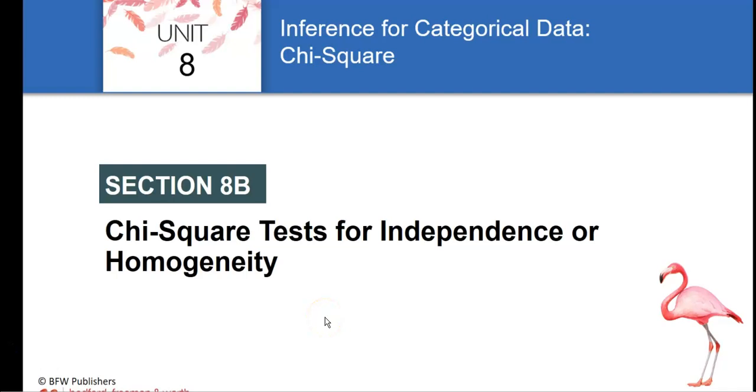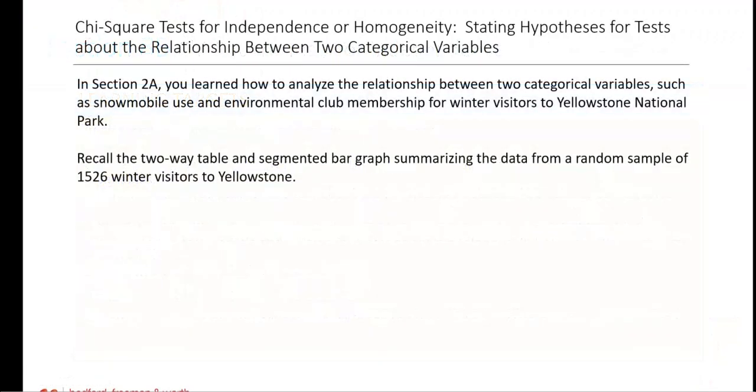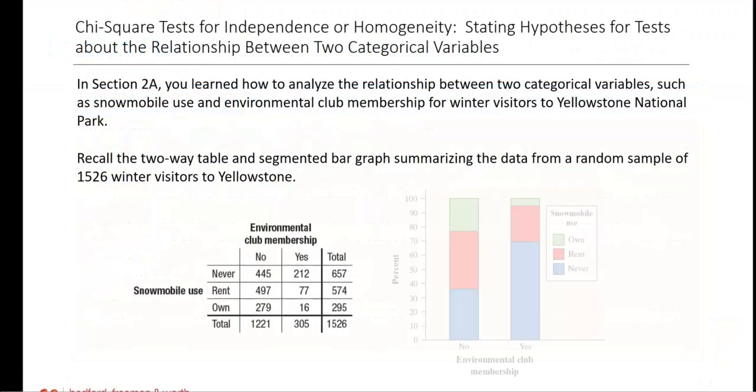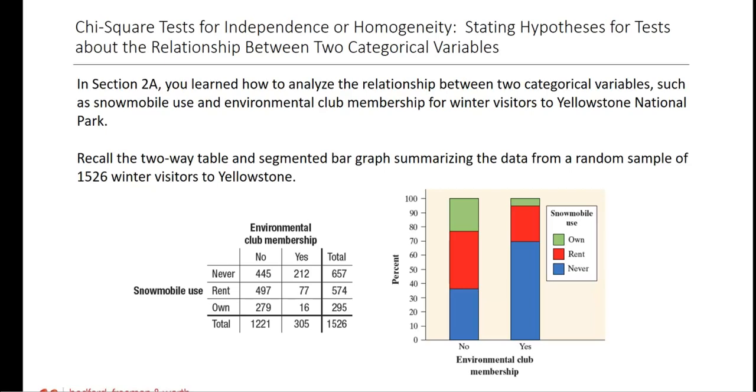Okay, today we're going to learn about chi-square test for independence. So just looking back, before we get into a full example, let's look back at an example we've done before when talking about independence earlier in the year. There's all this data about snowmobile use and whether you're a member of the environmental club or not.